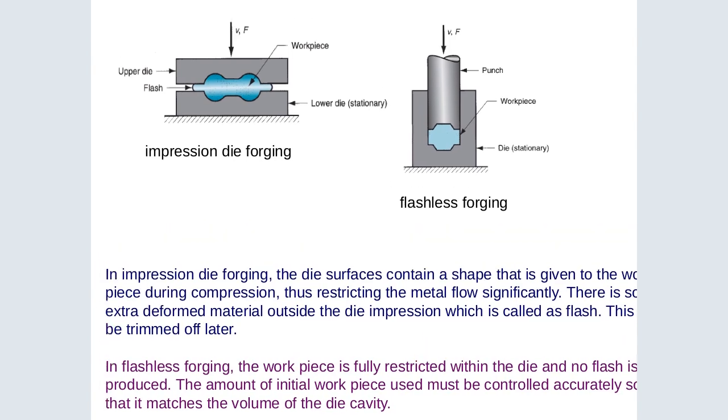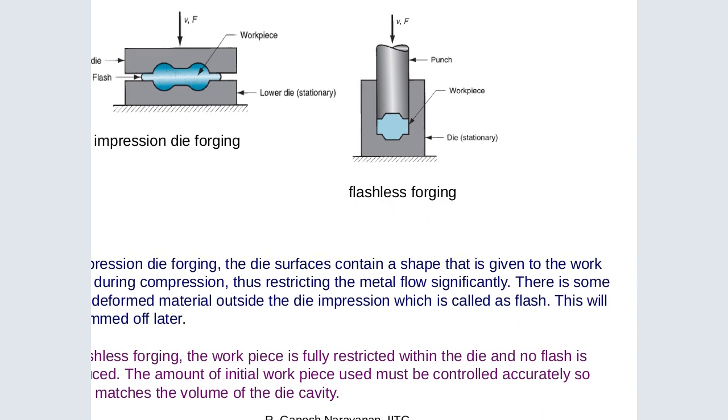In the impression die forging, you can see the upper die is here and the lower die is here, and it is done like a compression. They are being compressed in between, and they take the shape of the die. This is normally done when the workpiece is very hot. When it is very hot, it can take the shape that it needs. And then we have the flashless forging.